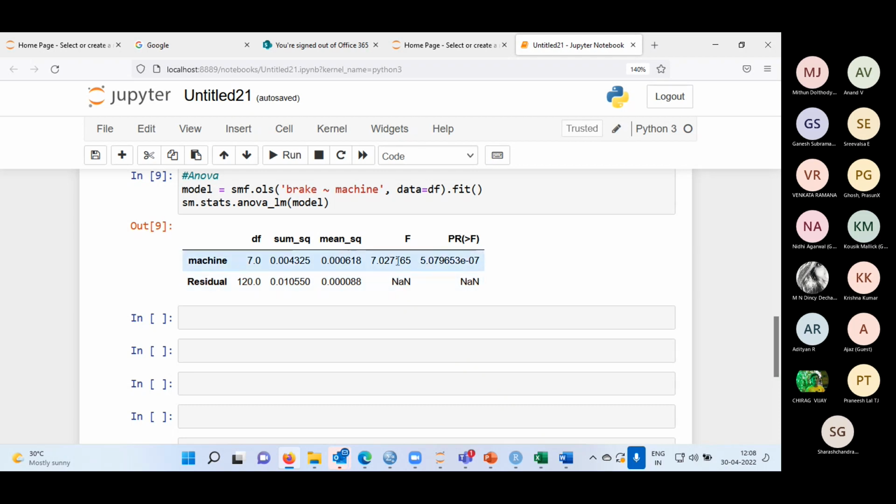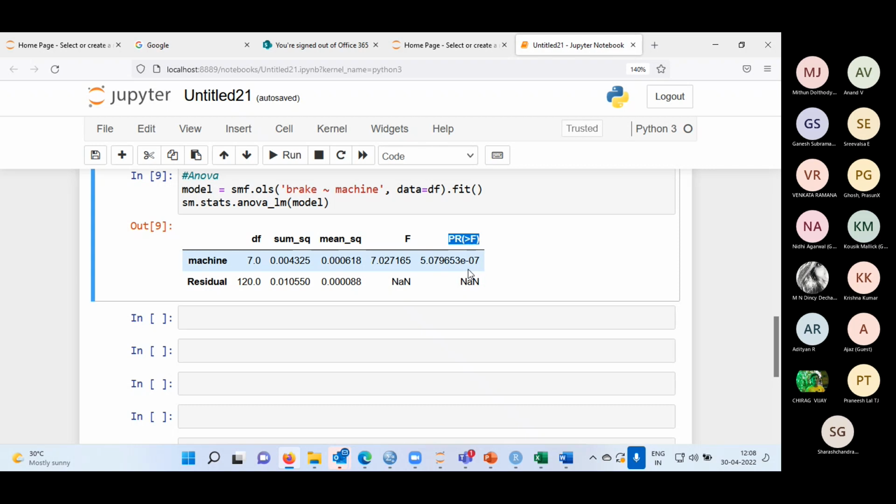And the ratio of the mean squares will generate the F statistic. And the p value, or the probability value, is produced for F. If you see the p value, it is 5.07 into 10 to the power of minus 7. 5 point something into 10 to the power of minus 7. It is 0. followed by 6 zeros, because it is 10 power minus 7, and then some number.